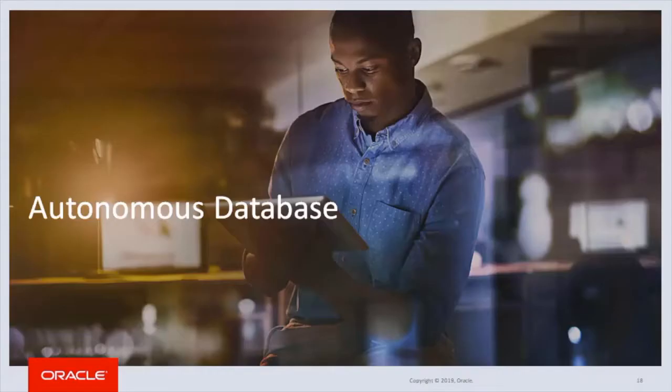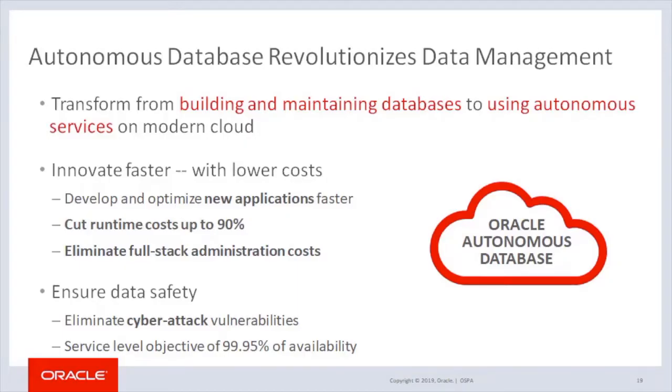Let's look at the Autonomous Database. Transform from building and maintaining databases to using autonomous services on modern clouds. This allows you to, number 1, innovate faster with lower costs, developing and optimizing new applications faster, cutting runtime costs up to 90%, and eliminating full stack administration costs. And number 2, ensure data safety by eliminating cyber attack vulnerabilities and obtaining service level objectives of 99.995.